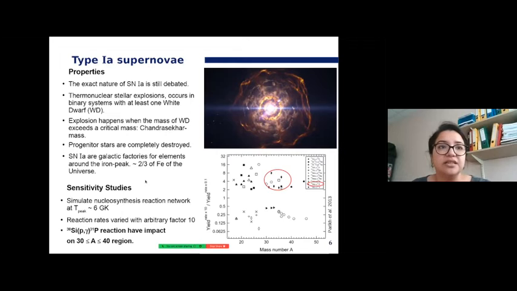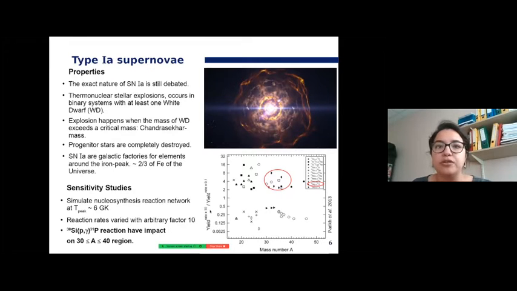A dedicated sensitivity study has investigated the abundances of elements produced in type 1a supernovae, and has shown that these abundances depend on a few reaction rates. So the nucleosynthesis network is simulated for supernovae conditions with a typical peak temperature of 6 gigakelvin. The rates are varied with an arbitrary factor of 10.